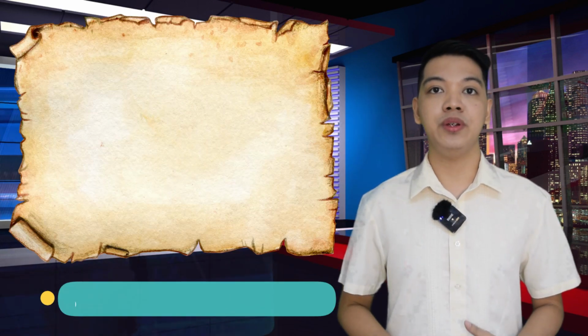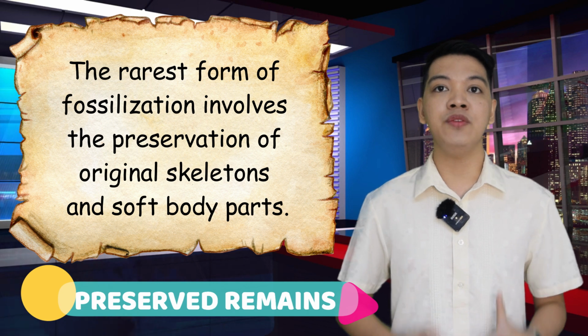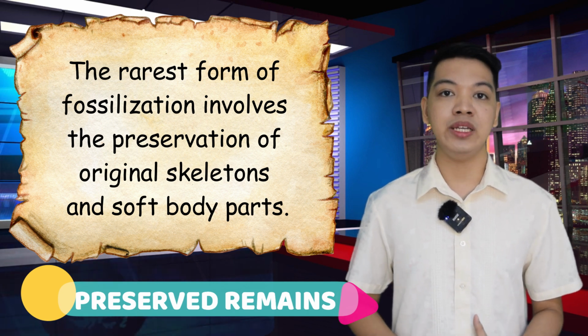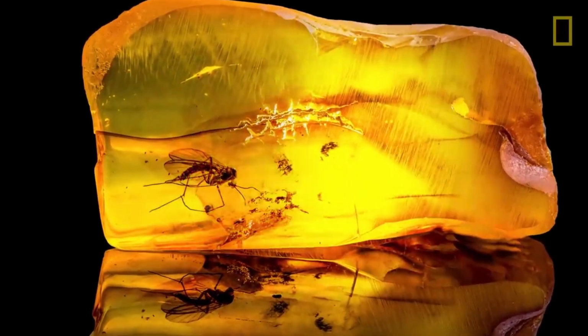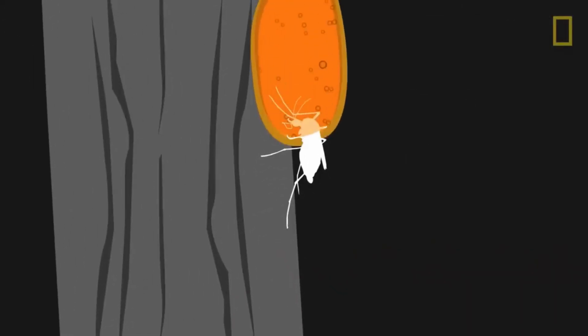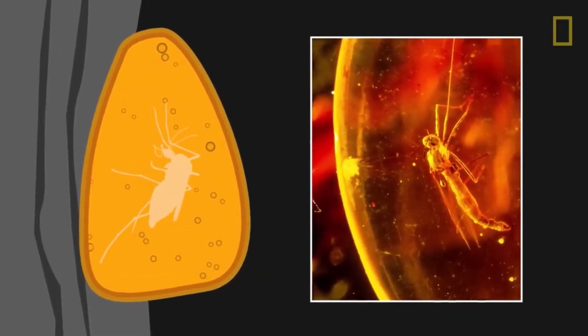And finally, number 4, preserved remains. The rarest form of fossilization involves the preservation of original skeletons and soft body parts. For example, insects are perfectly preserved in amber, which is fossilized tree resin.